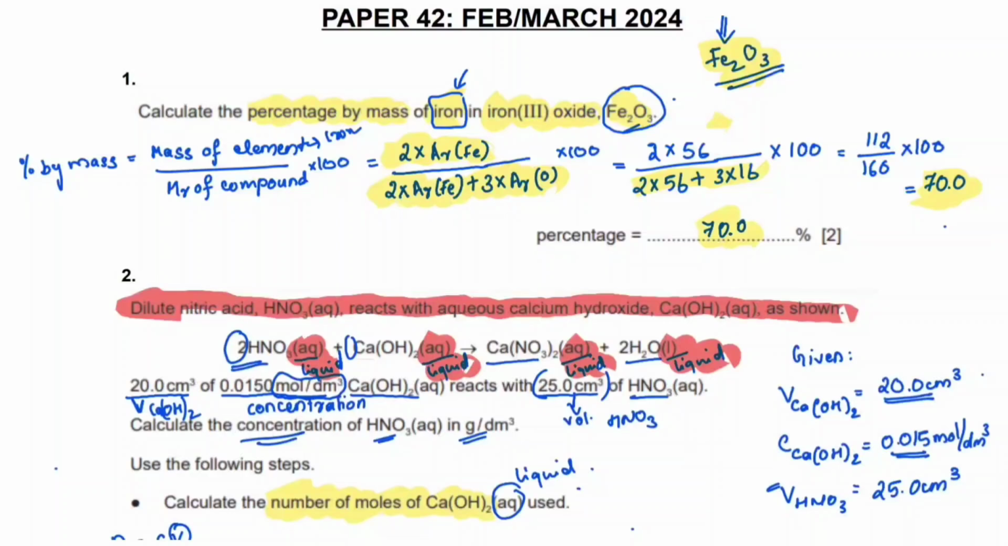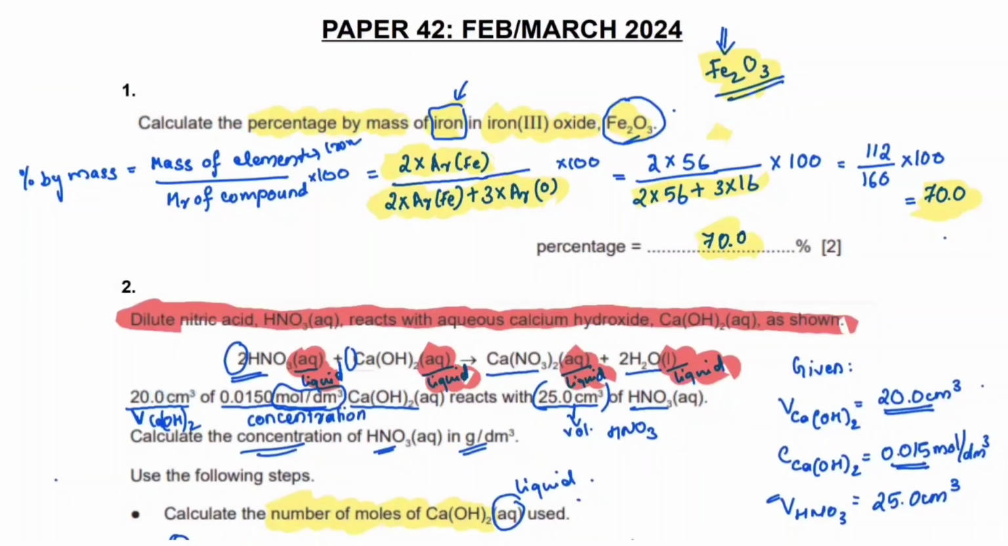Now, if we read the remaining part of the question, they are saying 20 centimeter cube of 0.015 mole per decimeter cube of calcium hydroxide reacted with 25 centimeter cube of HNO3 aqueous. So here, from the centimeter cube, we can say that the quantity that 20 represents is nothing but volume. Whenever a quantity is given in centimeter cube, it is volume. It can be volume of a liquid or volume of a gas.